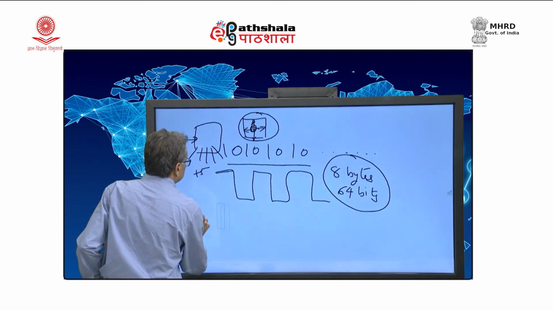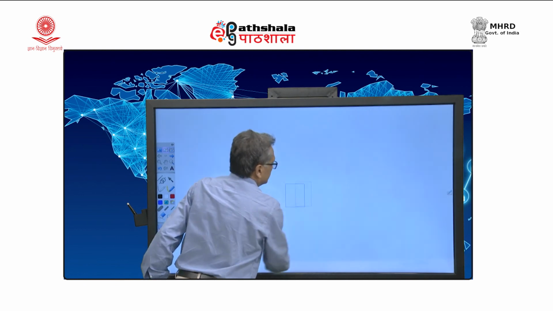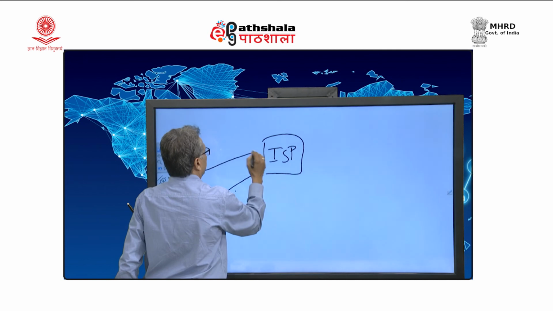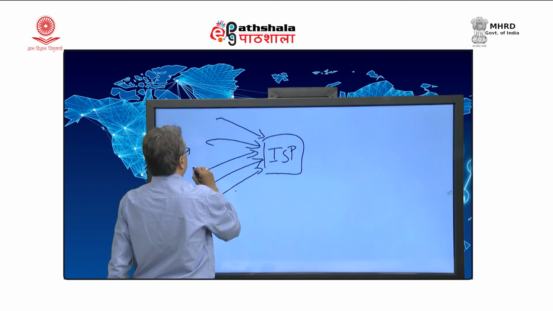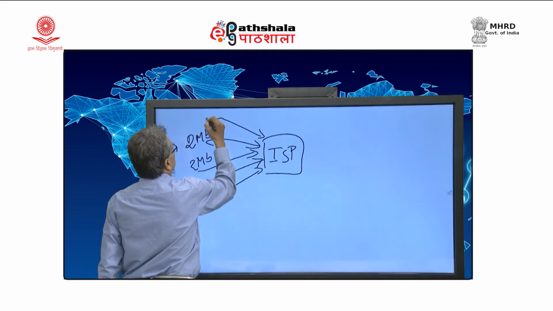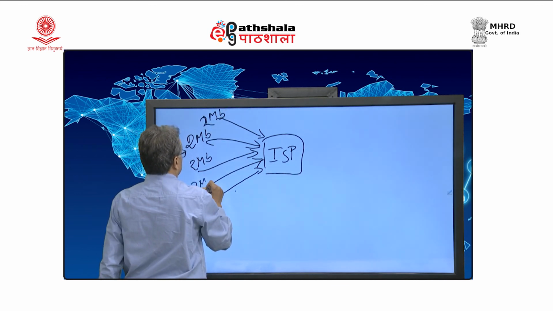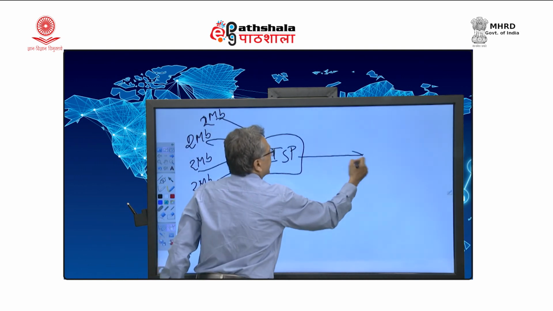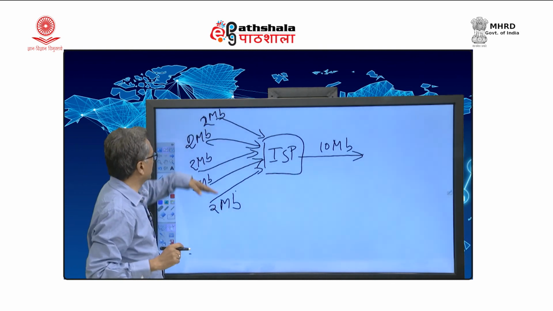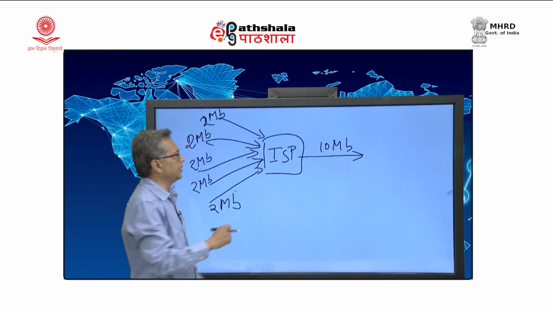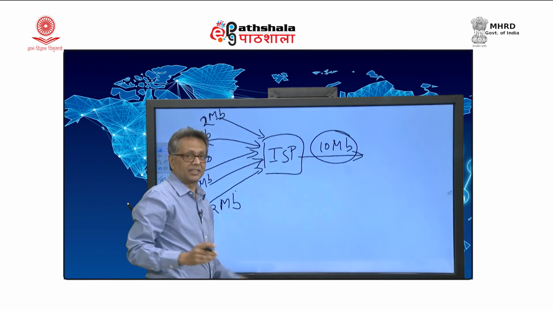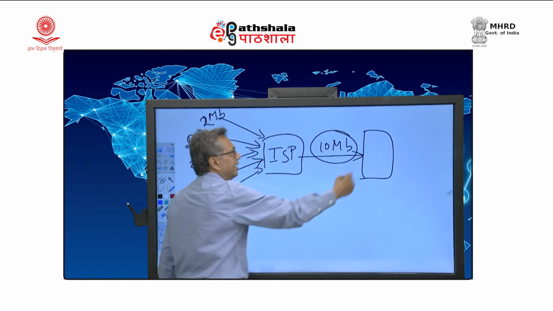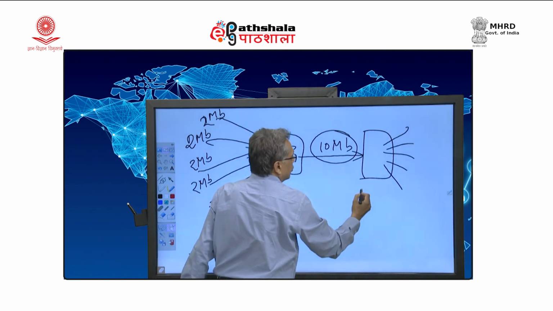Suppose I am an ISP, internet service provider. I have 5 customers. Each customer is using a 2 MB line. What does an ISP need? Multiple lines going out? The ISP needs only a 10 MB line, only one line, because the customers' collective amount of data to be transmitted is just 10 MB. And this process is called multiplexing, combining multiple inputs into one single output. At the other end, the receiving ISP again needs to separate it out, and that separation process is known as demultiplexing.